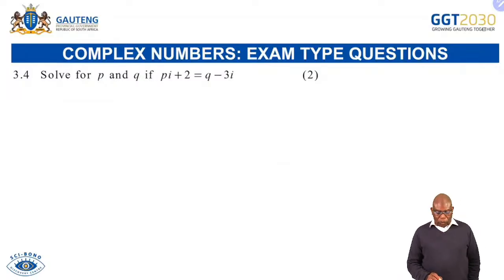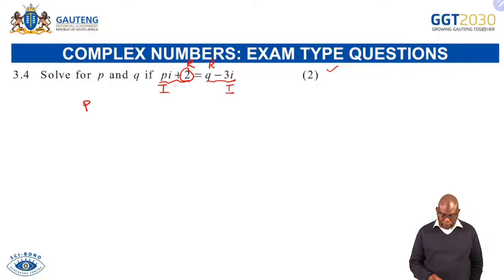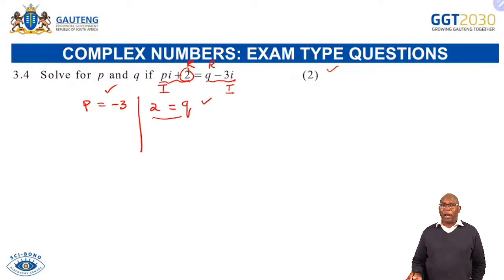Quite an easy one also. This one is straightforward. I've got p i and I've got q minus 3i. Quite easy, 2 marks. So we just need the answers. So the q value, this is the real. I prefer writing real on this side, imaginary on the other side. So I just equate them. Imaginary, it's p. That side is minus 3. So I'm done. That's the final answer. On the real, this is 2. On the other side, the real is q. So q equals 2. So I'm done with that answer. Simple, straightforward. We don't have to complicate things here.